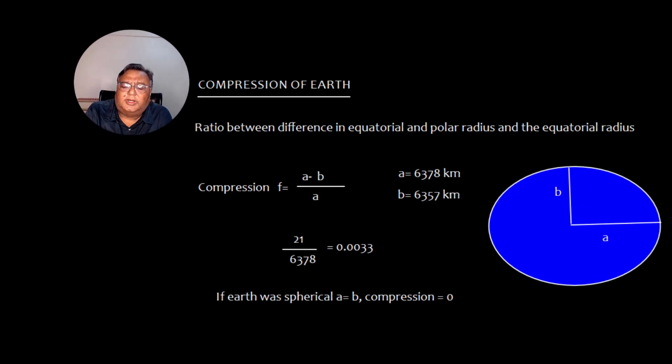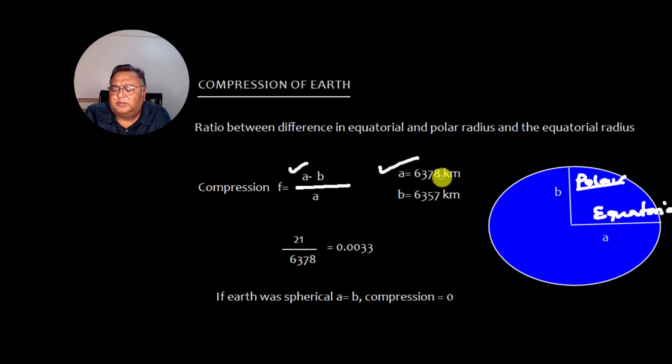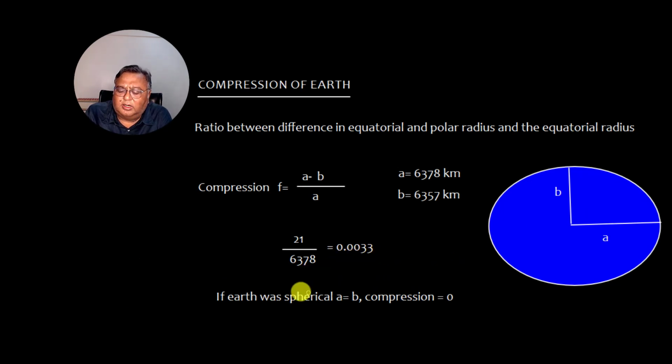Now, this is very important. We need to understand the compression of Earth. It is the ratio of the difference between the equatorial and polar radius to the equatorial radius. Suppose this is the equatorial radius, that is A, and this is the polar radius, B. The difference between the two is divided by the equatorial radius, and these values are given here. A is 6378 kilometers, B is 6357. So the difference is 21 divided by 6378, and I get 0.0033. Now imagine if the Earth was spherical, then A would equal B and the compression would be 0. But the Earth's compression is not 0, rather 0.0033.